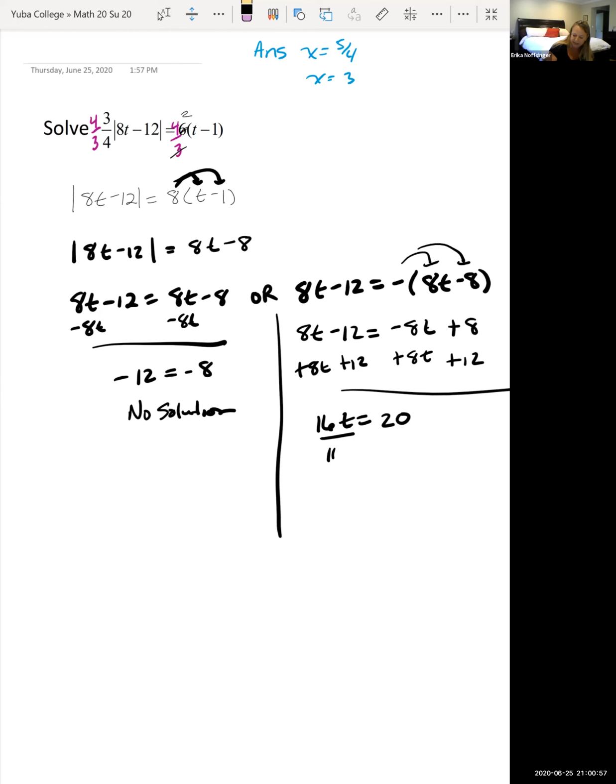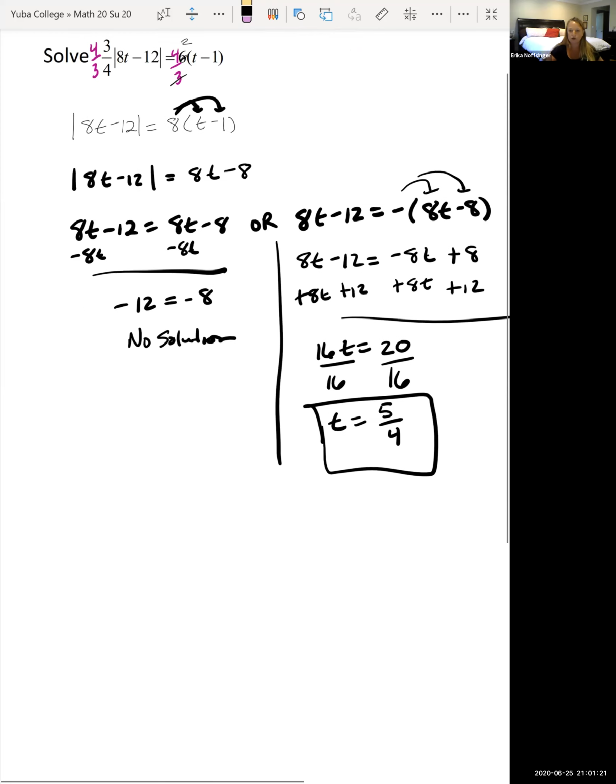Divide through by 16 on both sides of our equation, we get t is equal to, those are both divisible by 4. 4 goes into 20 5 times and 4 goes into 16 4 times. So there's the 5/4. So if you didn't get 5/4, then hopefully you see where you were struggling or where you went wrong, or if you got caught up. Hopefully you saw how to proceed past that point.